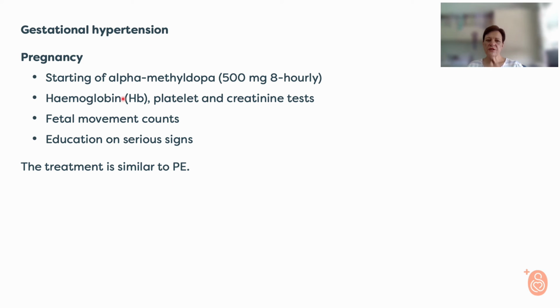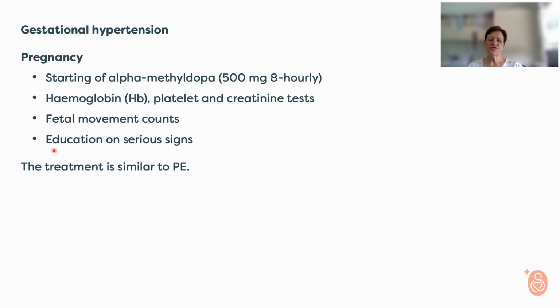We usually use alpha-methyl-dopa, which you know best as Aldomet, which is usually the most common method to treat gestational hypertension in pregnancy. There are also many other pharmacological names for methyl-dopa, but that's the medication that's being used most often.